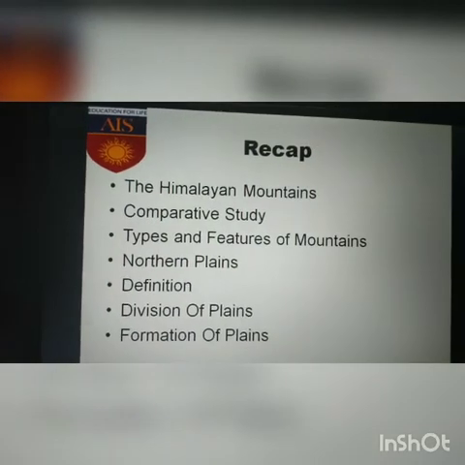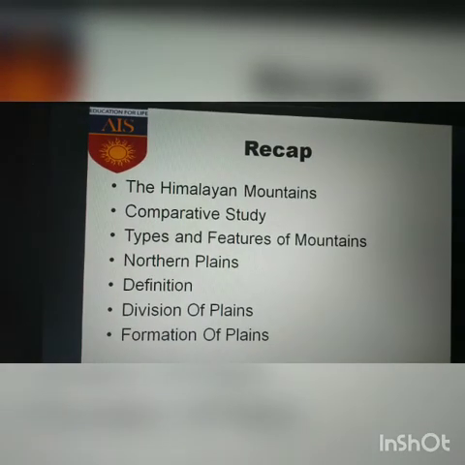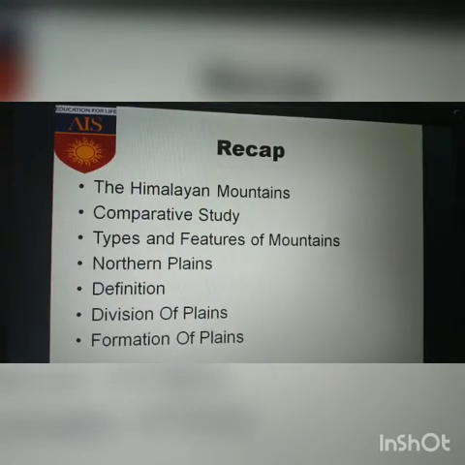Let us start with the recapitulation. The Himalayan mountain, its comparative studies we did, type and features of mountains, northern plain, definition, division of plains, formation of plains. By this we ended up in part 2.